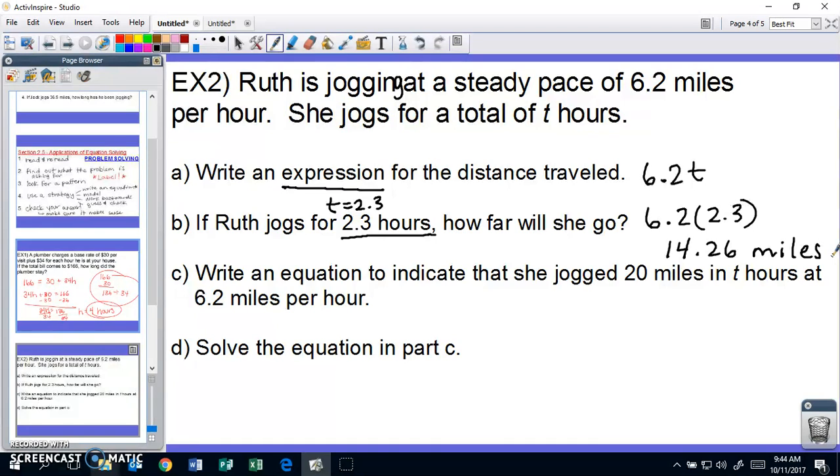It'll be interesting. Okay, so now they are asking me to write an equation. So now she's gone 20 miles, that's her total, in T hours at 6.2 miles per hour. So I'm going to take the expression I already set up, and I'm going to set that equal to the total miles that she has run. Sorry, jogged.